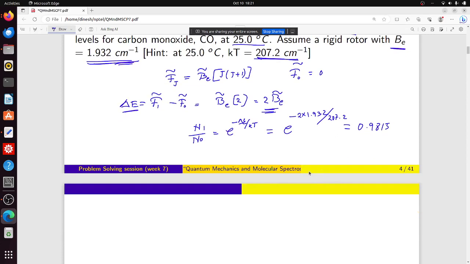Now this is the population in every state. Like for J equal to 1 state, there will be some degeneracy, right? So there will be 2J plus 1 degenerate states.